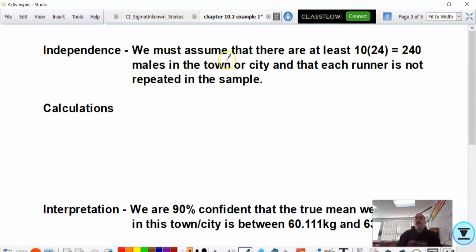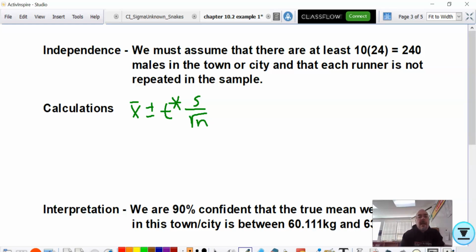Independence. We must assume that there are at least 240 males in this town or city, remember 10 times the sample size, and that each runner is not repeated in the sample. Calculations. We're going to use x bar plus or minus t star times s over the square root of n. Now we plug the numbers in.